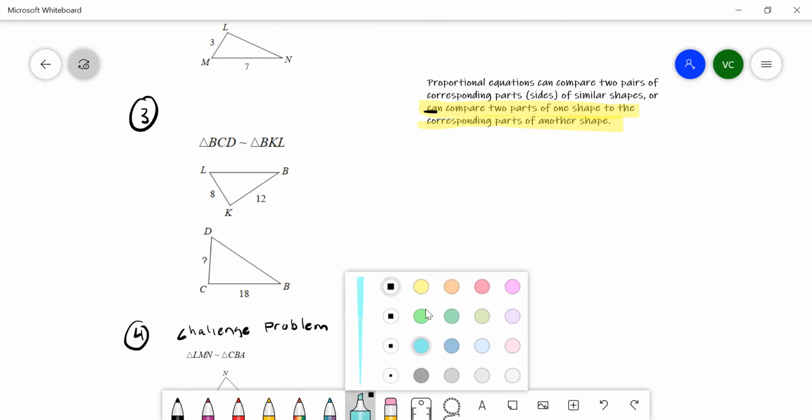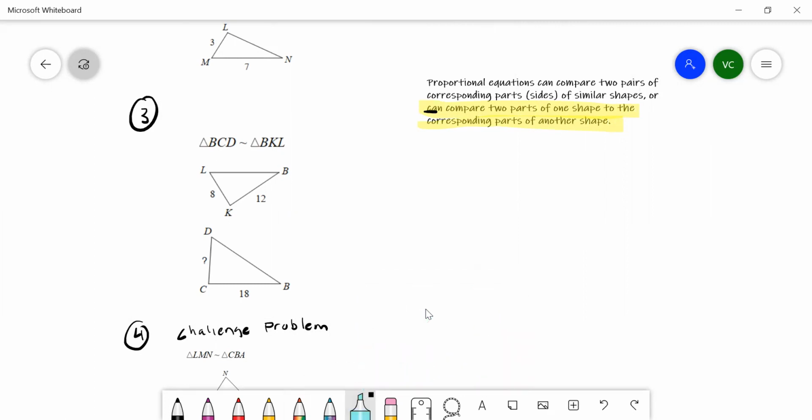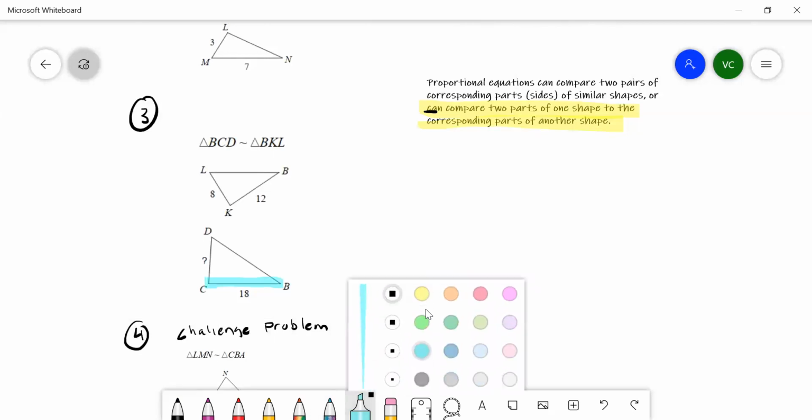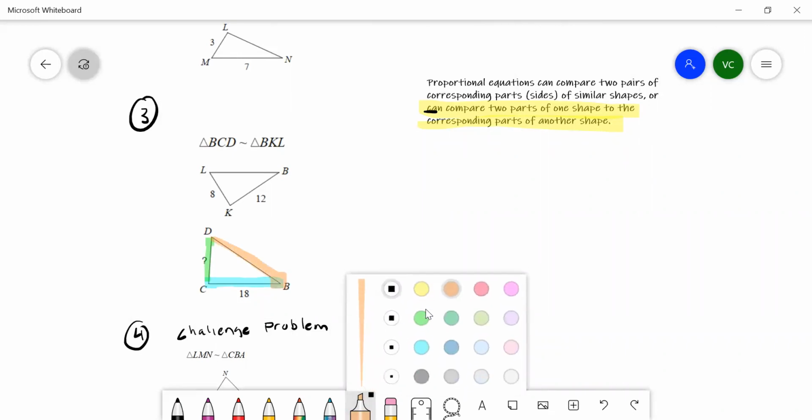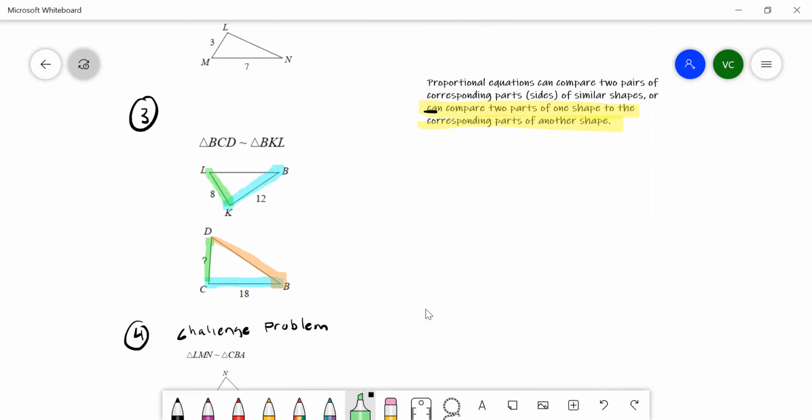Okay, let's label our corresponding sides first. Let's start with triangle BCD. So they say BCD. So start from B to C, and then C to D is similar. Let me finish off that triangle. So that's similar to BKL. So let's start with blue again. B to K, and then K to L, and then finally L to B. So now we've labeled the corresponding sides. So we know which sides are going to match.